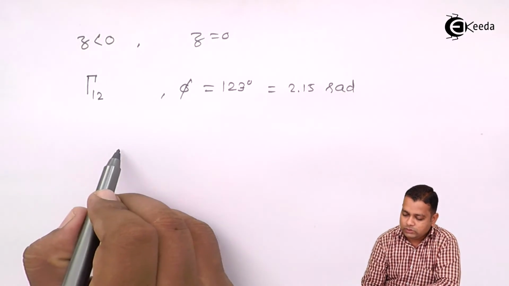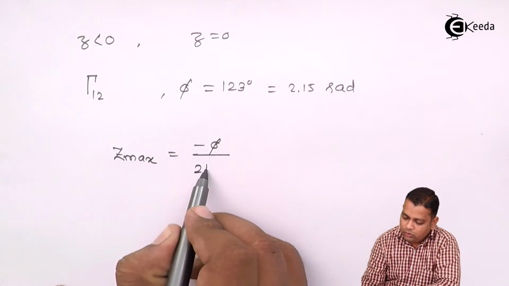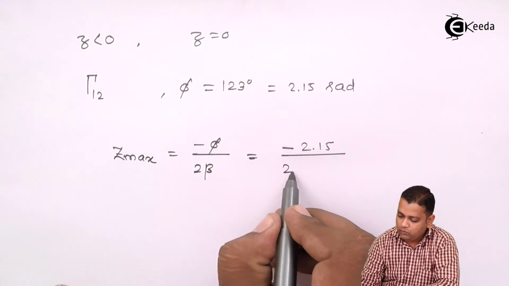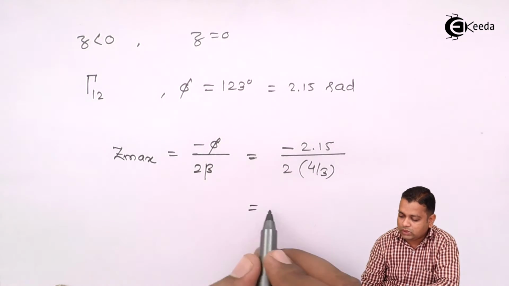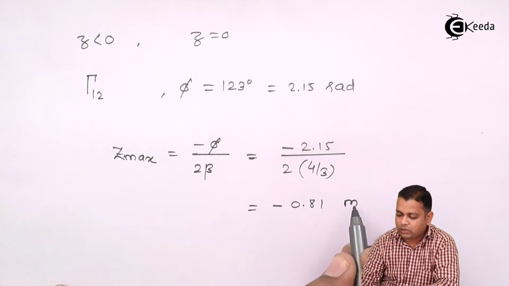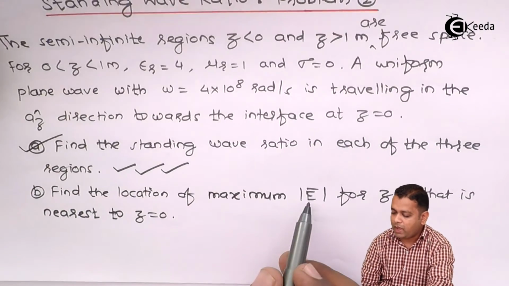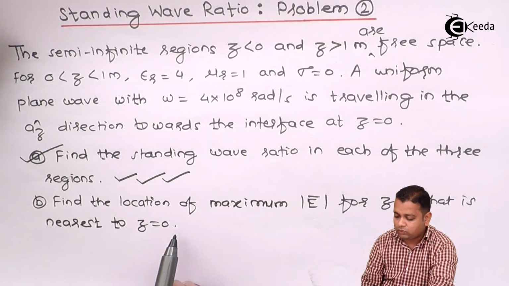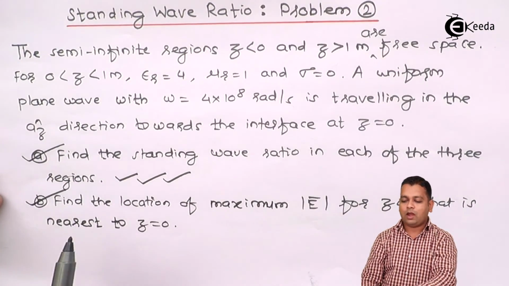So for the maxima, we have the Z max formula, that is minus pi divided by twice beta. In the numerator we write minus 2.15, and in the denominator we have 2 times beta, and initially we had calculated beta for the region, which is equal to 4 divided by 3. This gives us the value minus 0.81, which we can approximate, and as it is the distance to obtain the maxima, we write meters as the unit. So this is the required answer for part B. The location of the maximum magnitude of the electric field intensity vector for the Z less than 0 region, that is region 1, nearest to the interface at Z equal to 0, is minus 0.81 meters. With this answer we are covered with part A and part B.